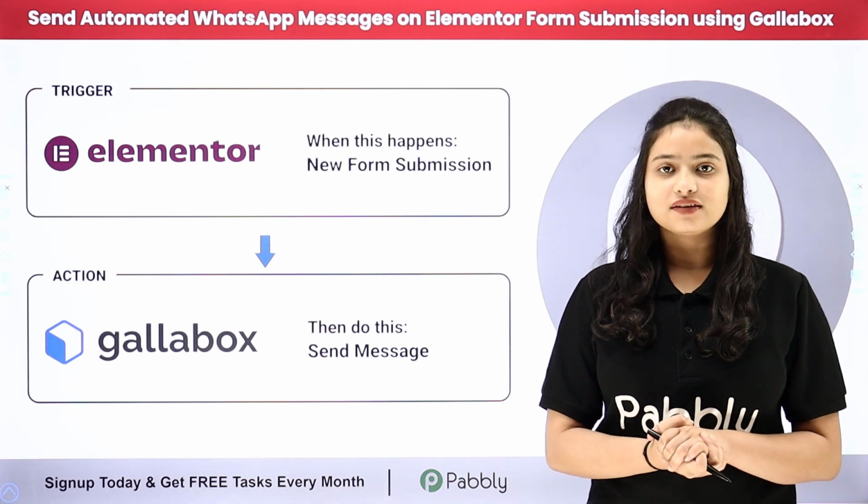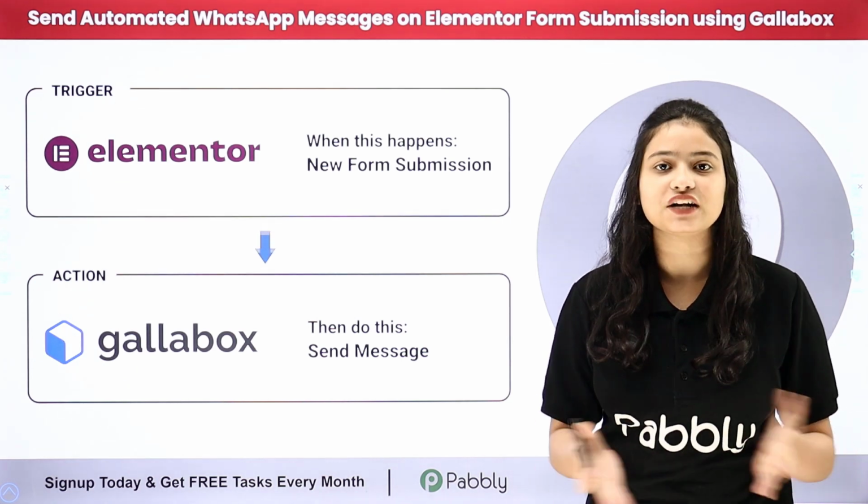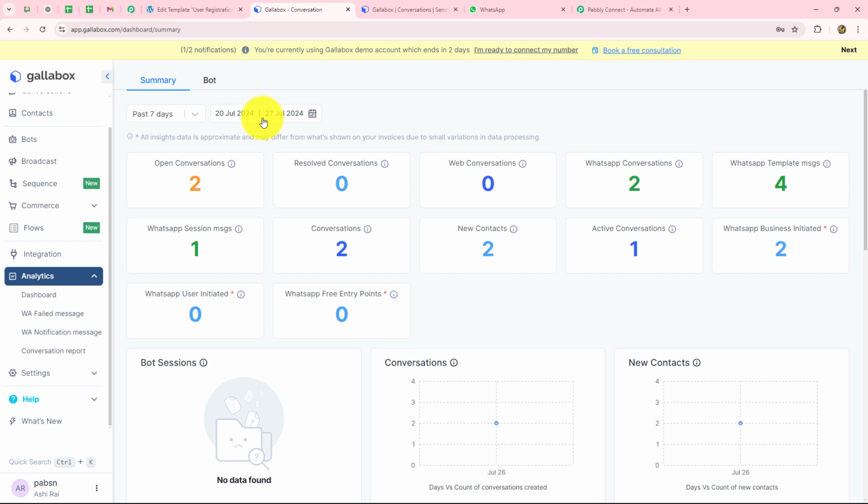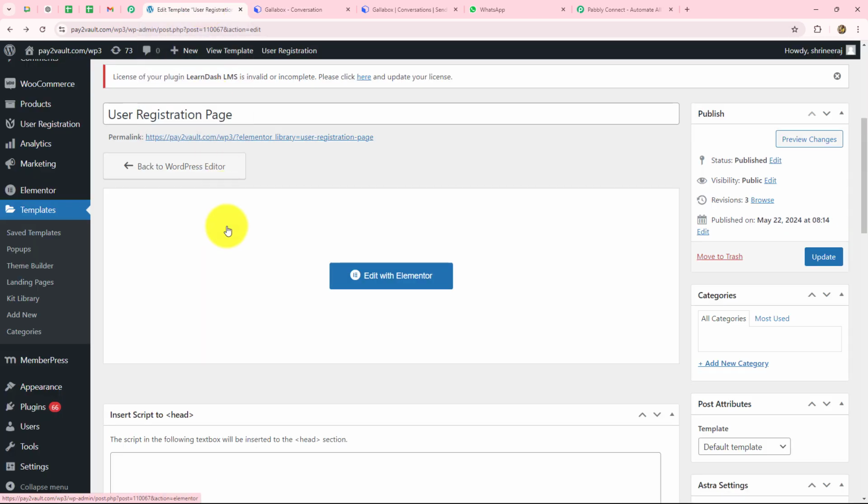So if you also want to learn this amazing automation step by step, for that you have to come towards my screen. Welcome to my screen everyone. In this video, I'm going to show you step by step how we can use Gallabox for sending automated WhatsApp messages to all our customers, leads or clients whenever a new form is submitted inside Elementor.